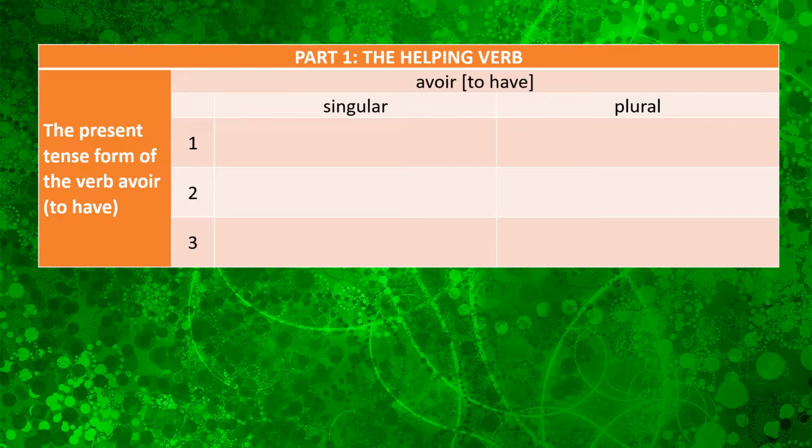In this case, for the passé composé, the helping verb is the verb avoir, which means to have. Now we have this same construction in English. For example, the sentence, I have seen the truth. All right, that's a little ominous, isn't it?